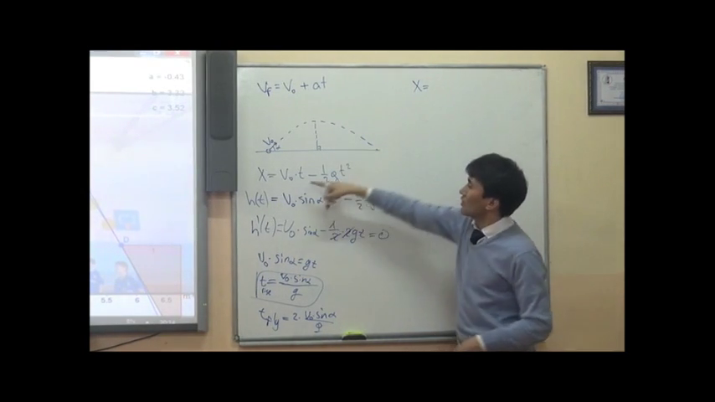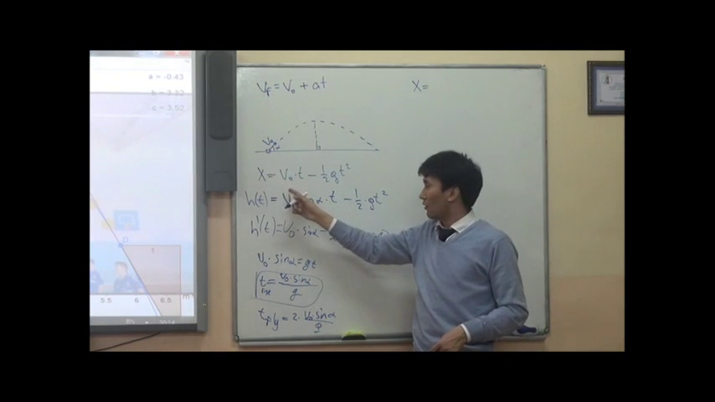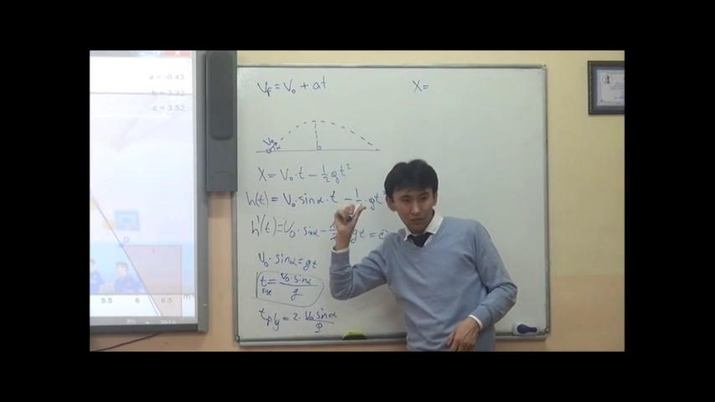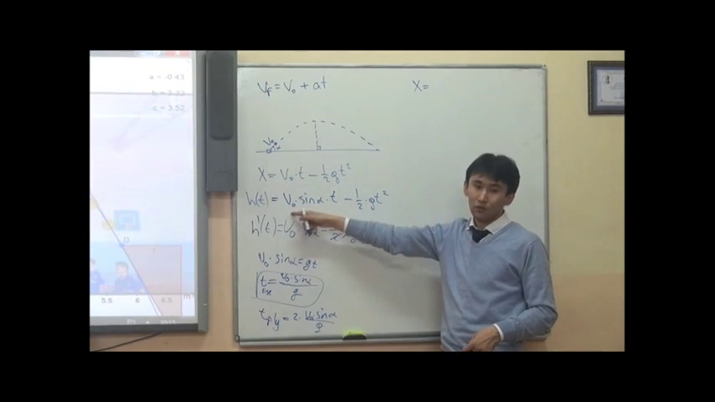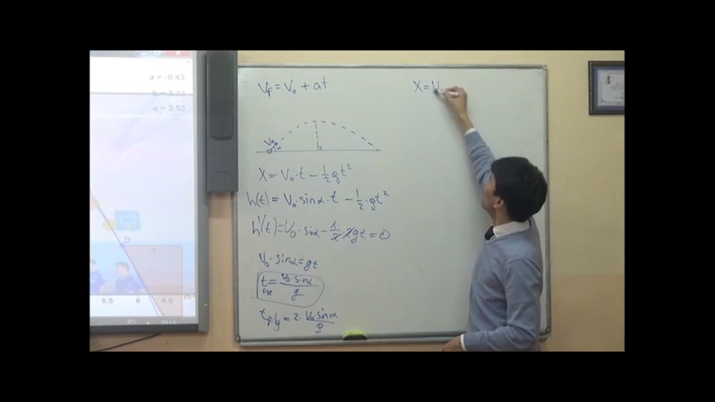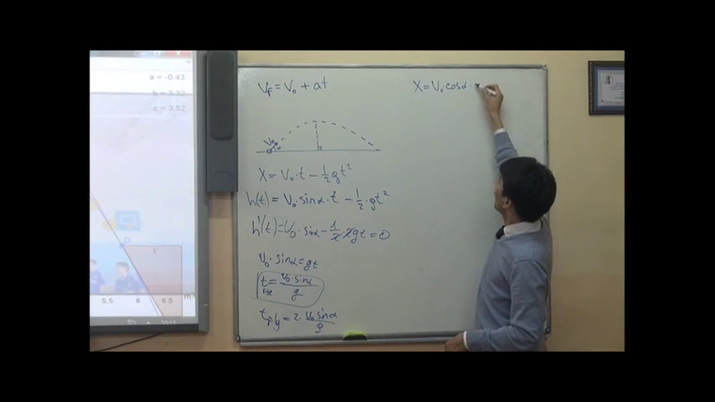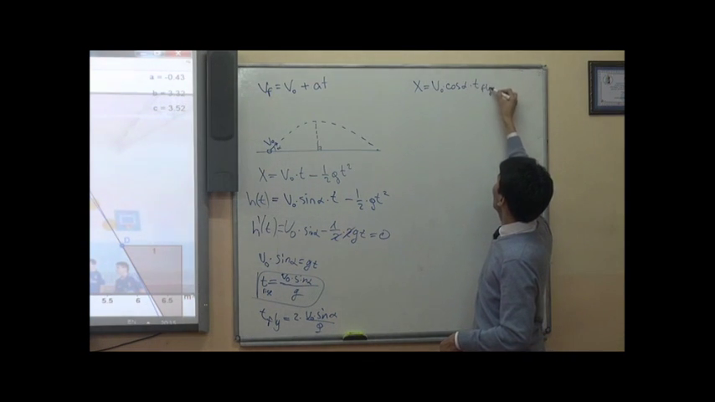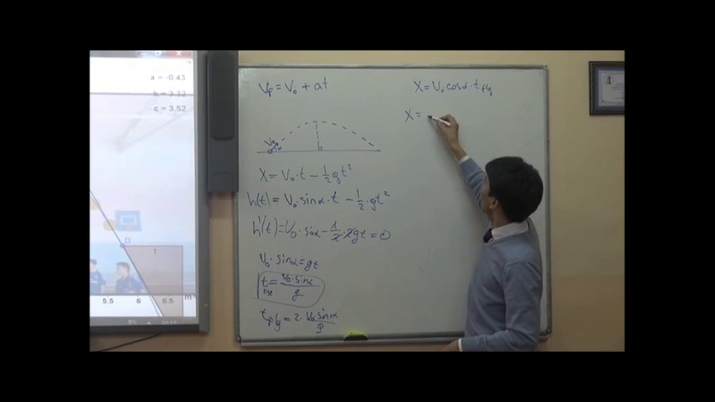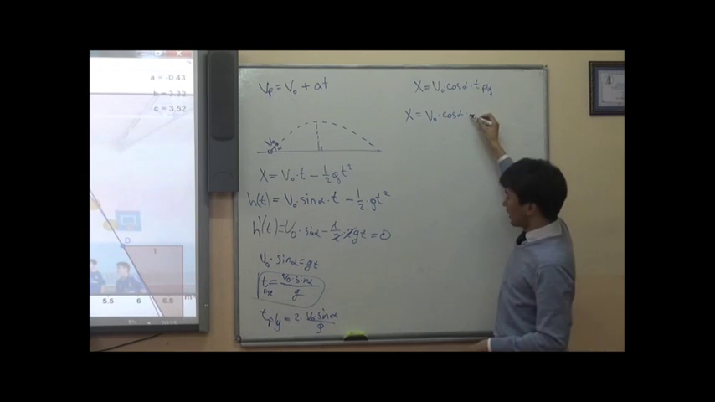X is equal to V initial times t. Now which velocity will we use? Cosine, the horizontal velocity. Here we used the vertical velocity, but here we will use the horizontal. To find the horizontal velocity, we multiply V initial with cosine alpha, times the time of flight. So x is equal to V initial times cosine alpha times time of flight.